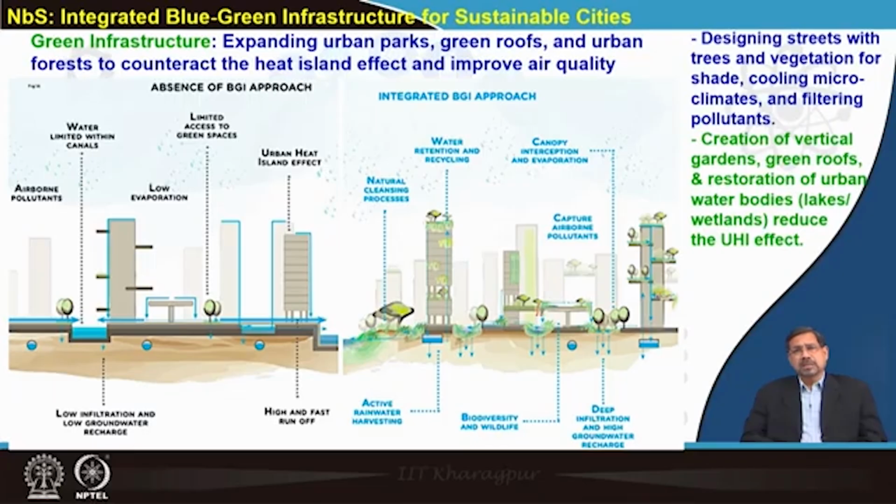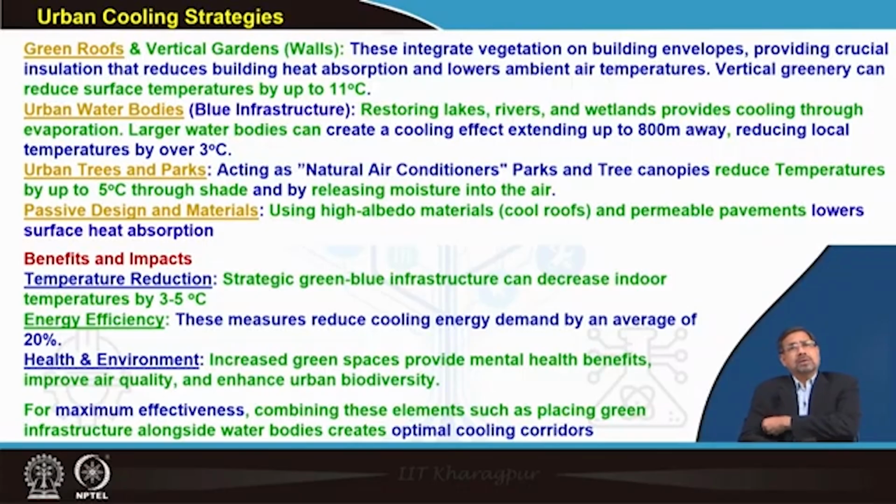Creation of vertical gardens, green roofs and restoration of urban water bodies, particularly lakes and wetlands, also reduce the urban heat island effect. Let us try to understand the urban cooling strategies. As we know, green roofs and vertical walls integrate vegetation on building envelopes and provide crucial insulation that reduces building heat absorption and lowers the ambient air temperature. Vertical greenery can reduce surface temperature by 11 degrees centigrade. It is not a joke actually.